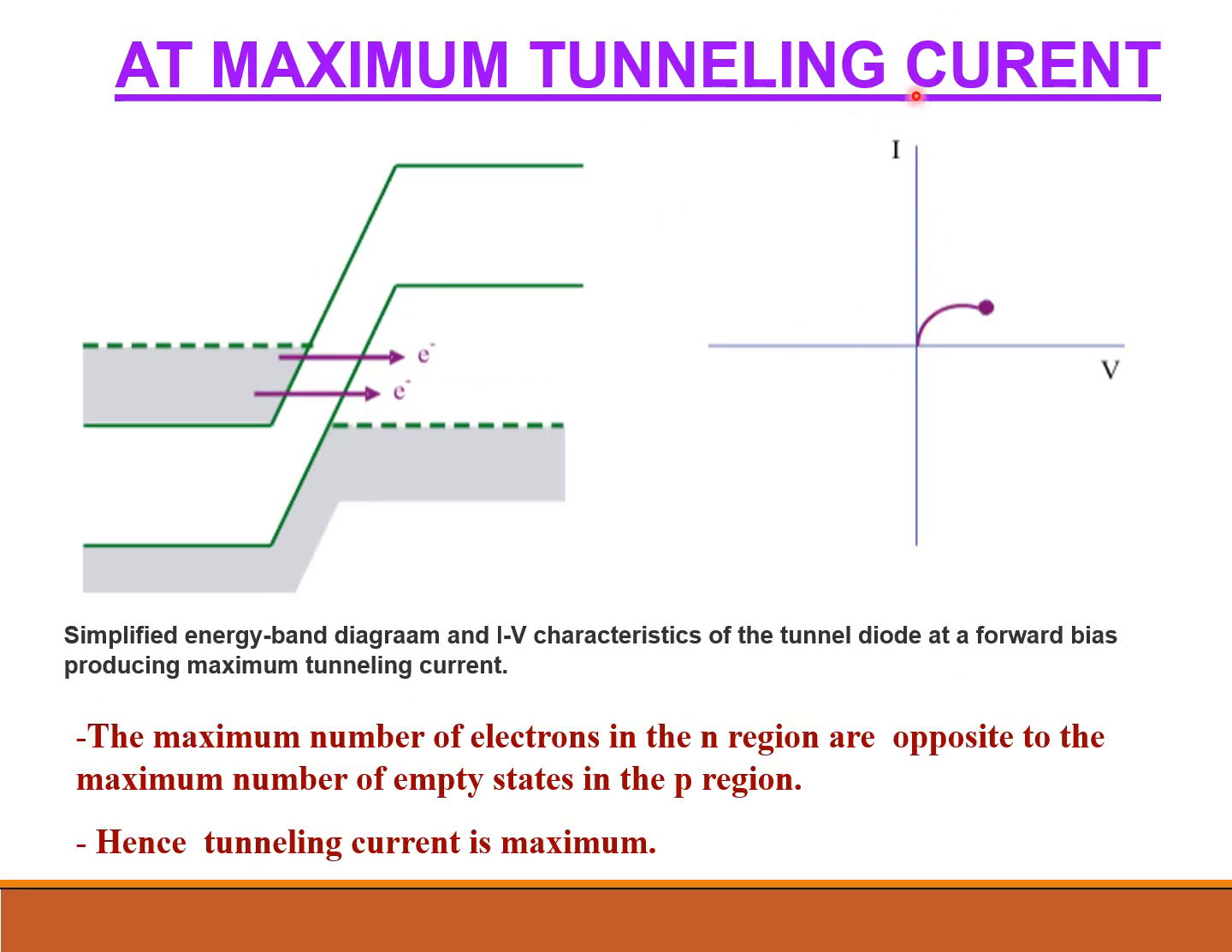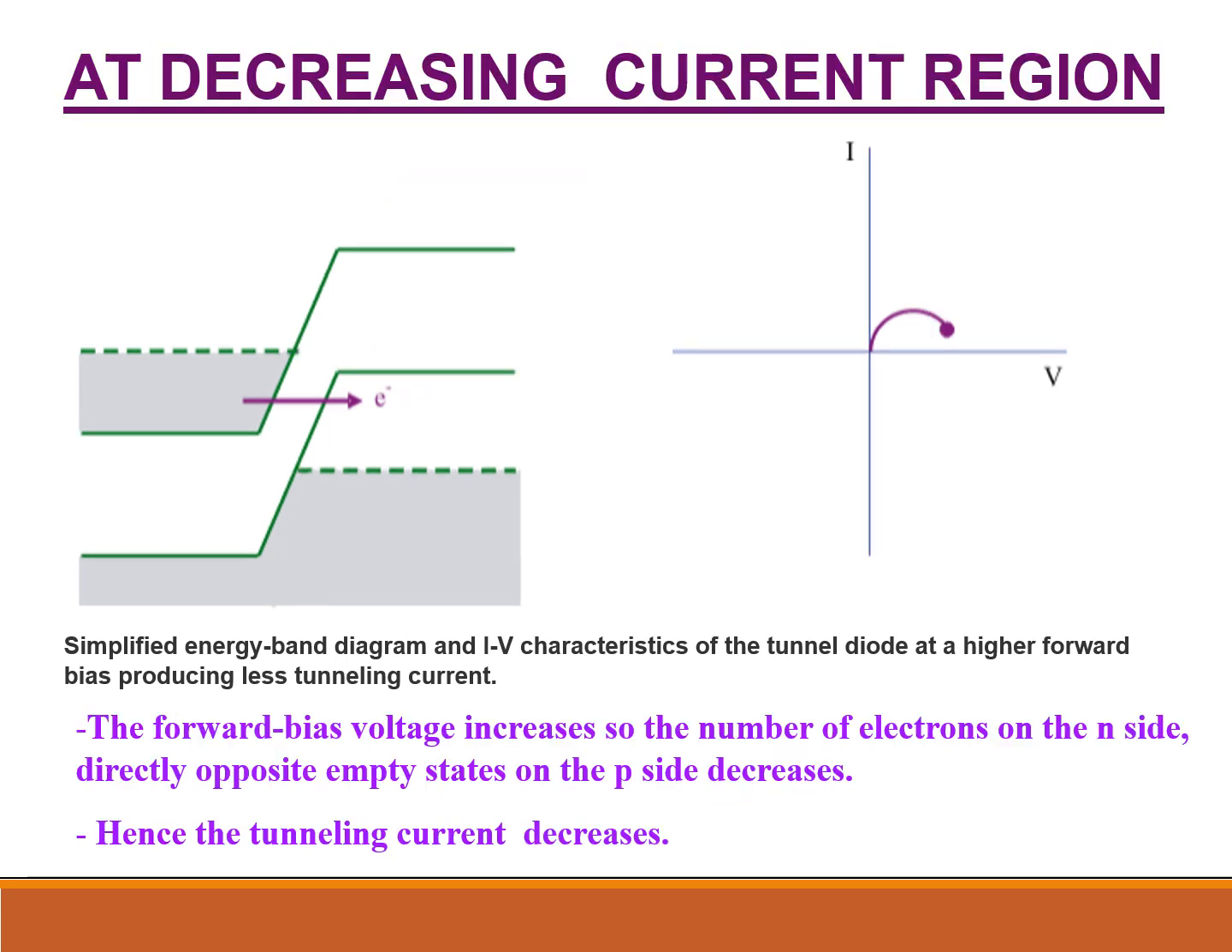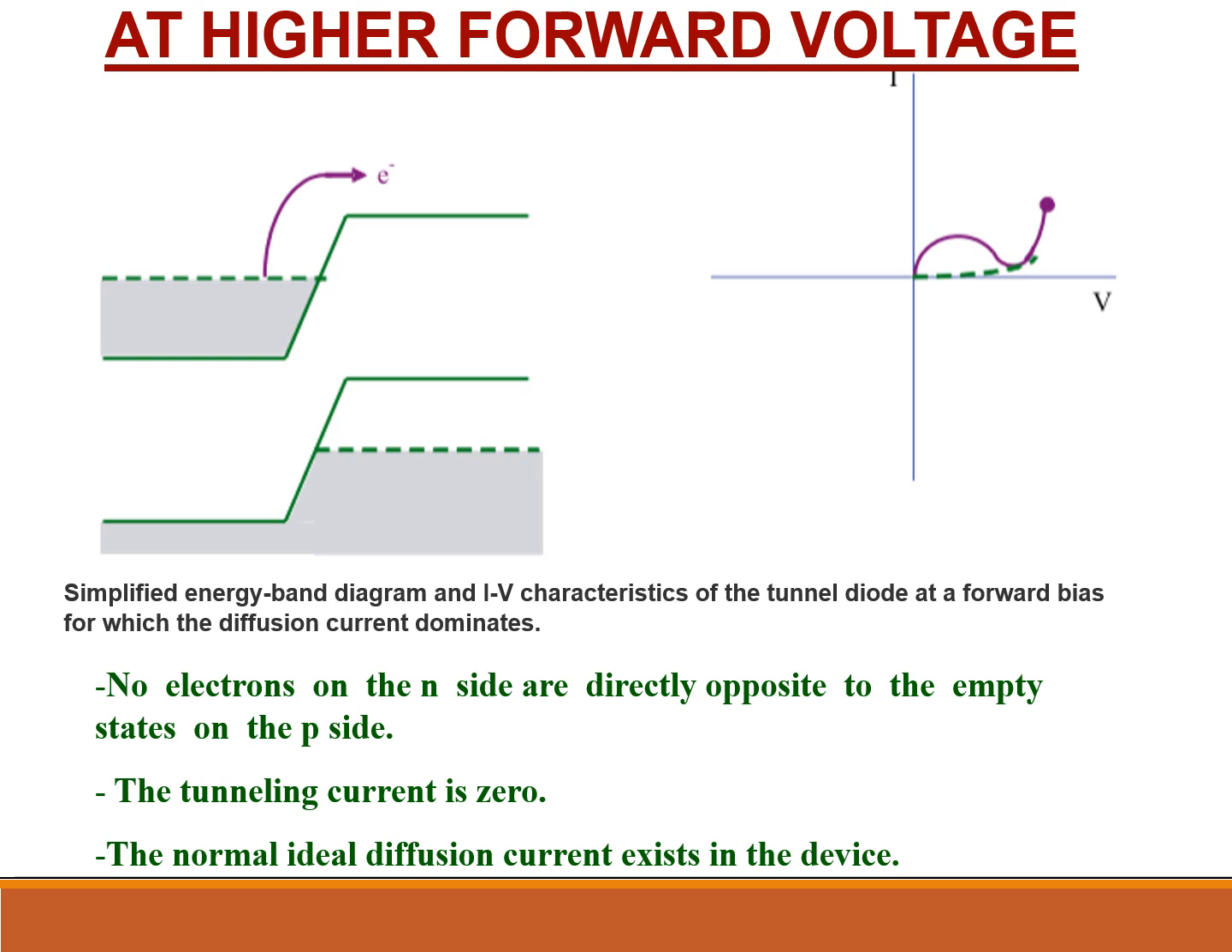When the current value is increasing to the maximum tunneling current, the maximum number of electrons in the n region move towards the p region, so the tunneling current is maximum. After that the current starts to decrease, because the flow of electrons from the n region to the p region becomes very small. At that time the tunneling current is decreasing.